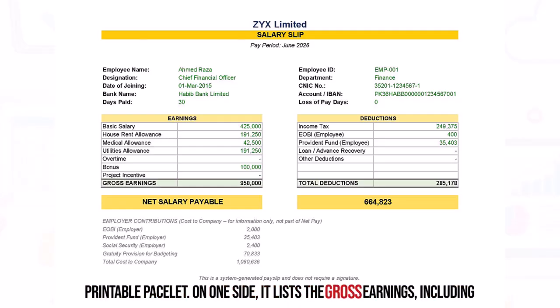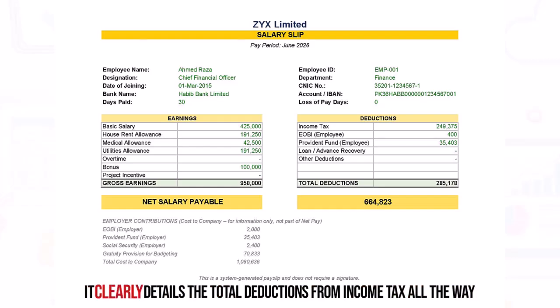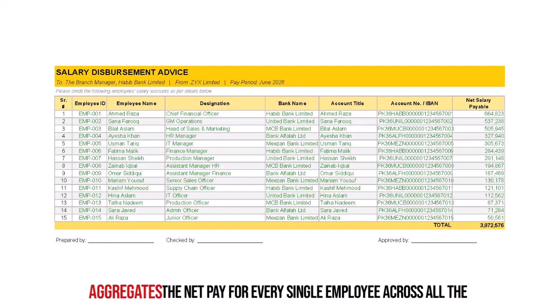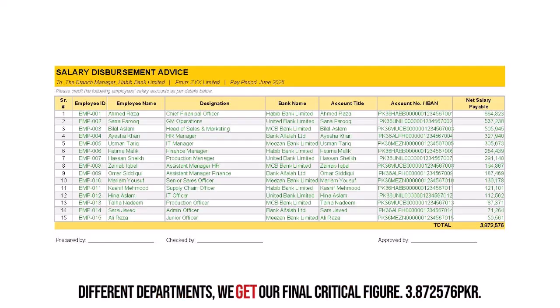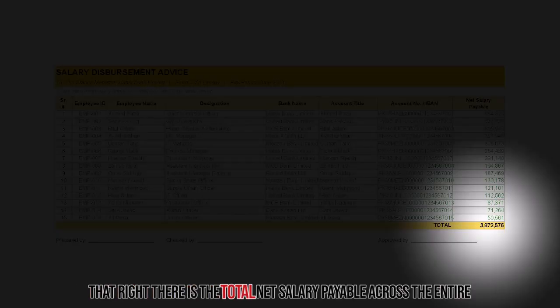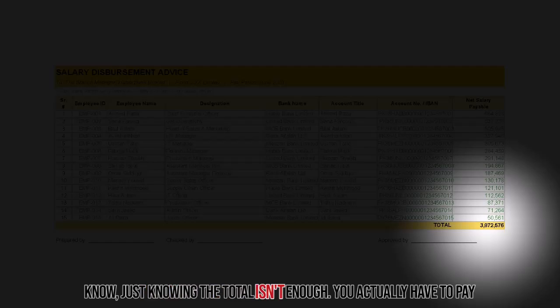On one side, it lists the gross earnings, including all those calculated allowances and bonuses, and right alongside it, it clearly details the total deductions from income tax all the way down to Provident Fund contributions. And then, when the engine aggregates the net pay for every single employee across all the different departments, we get our final critical figure, 3,872,576 PKR. That right there is the total net salary payable across the entire company of ZYX Limited for the month of June 2026.